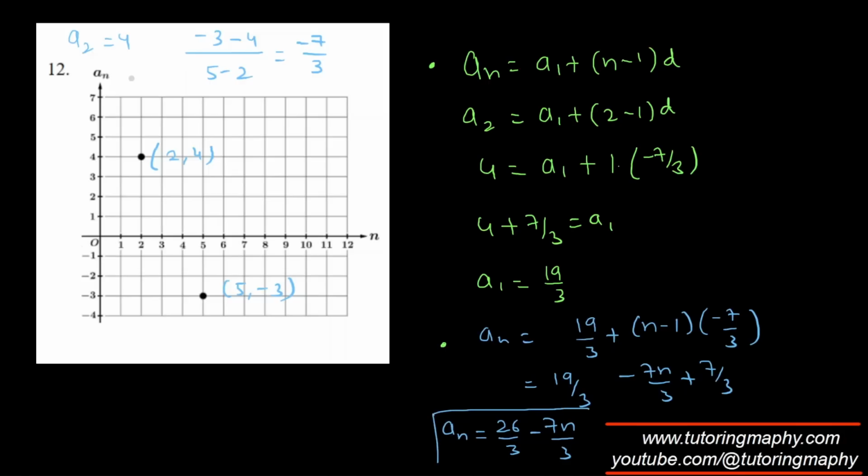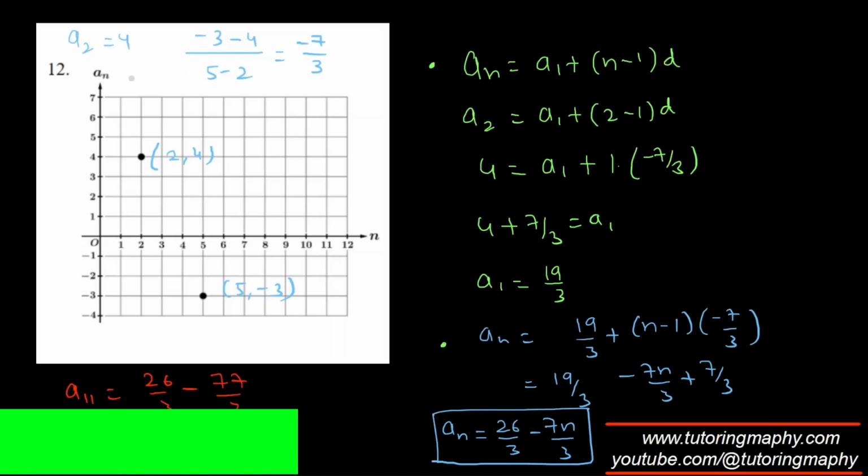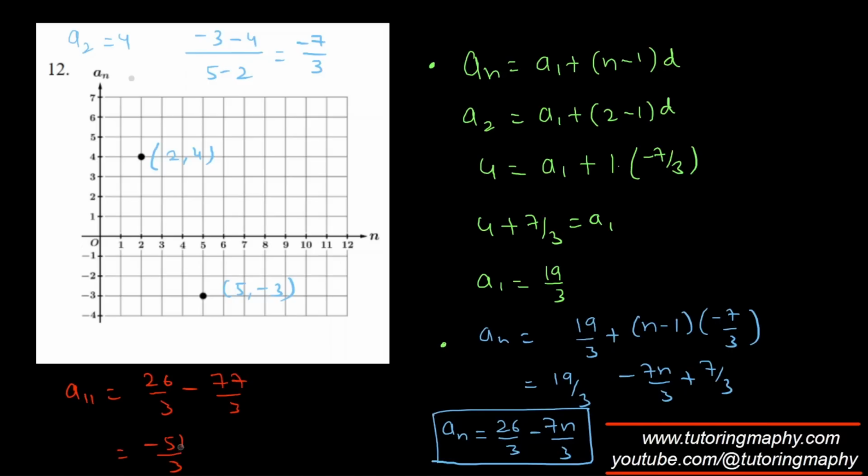This is an. They need a11. I'm just going to replace n with 11. So a11 will be equal to 26 over 3 minus 77 over 3. And 26 minus 77 is negative 51 over 3. And well, it looks like it can be simplified. 3 times 1 is 3, 3 times 17 is 51. So negative 17, that's the value of a11.